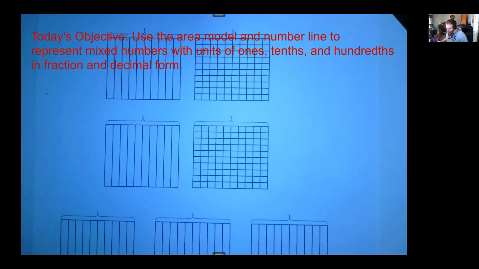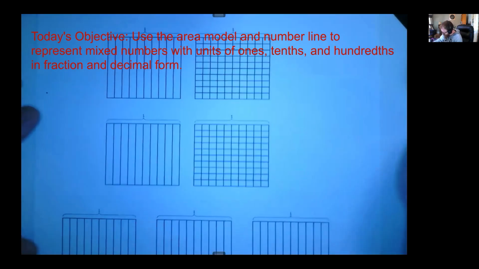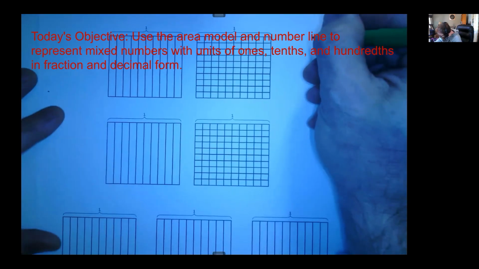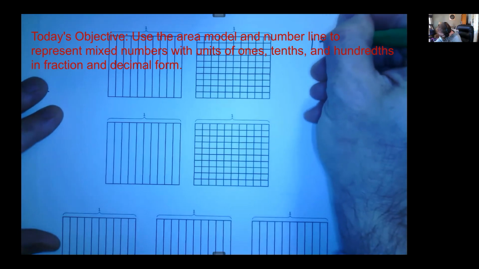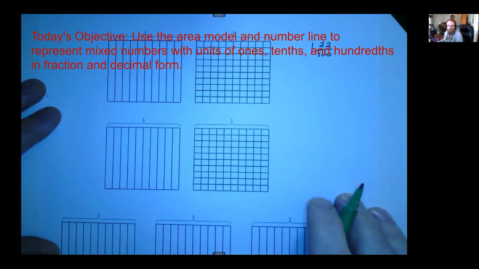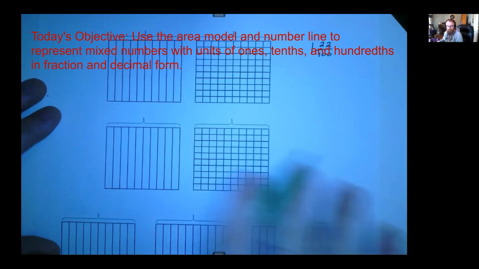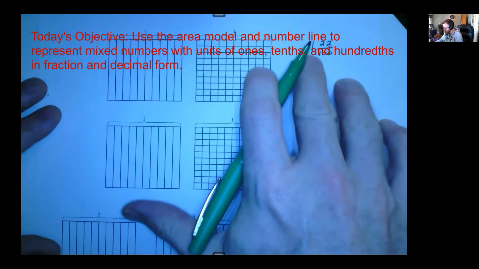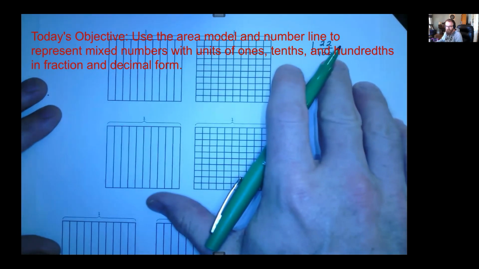Now, just watch what I do for a second, and let's take a look at what happens if we try to represent a mixed number as a picture. Let's say that we have a mixed number of 1 and 22 100ths. How can we show that in pictures? Whole and part of a whole. We have one whole and one fraction of a whole.